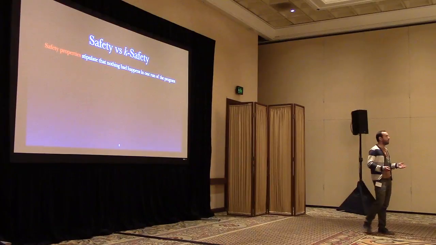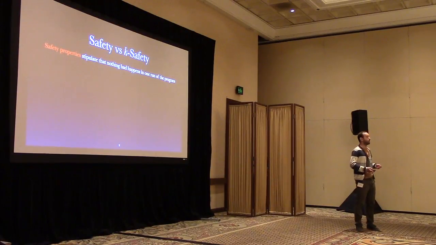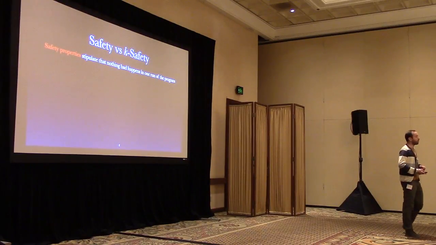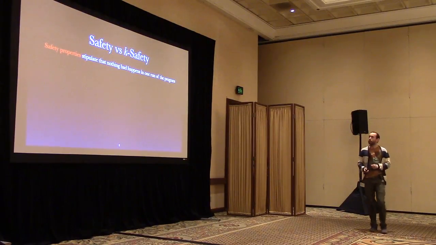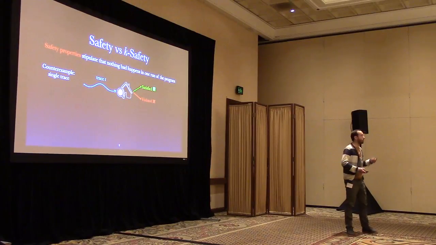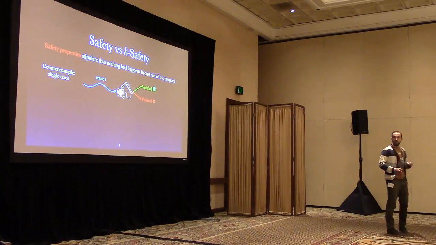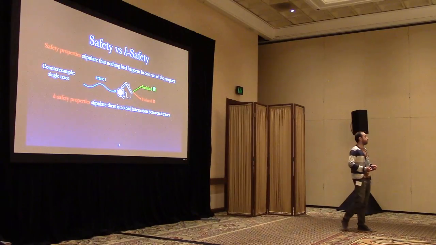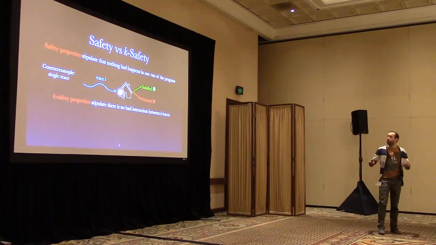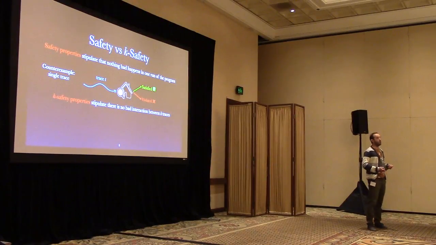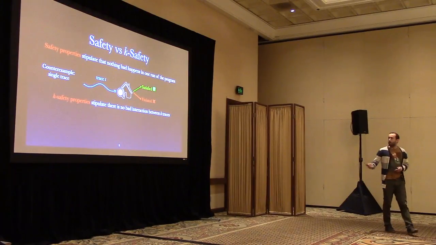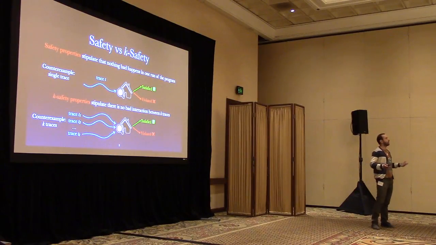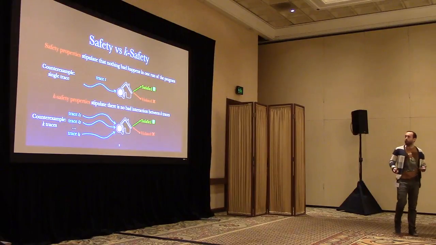As you know, safety properties are a class of property that stipulates that nothing bad happens in a run of the program. In other words, a counterexample of a safety property is going to be one single trace. Now, k-safety properties are a generalization of safety properties, and here we stipulate that there is no bad interaction between k traces. So a counterexample in this case is not going to be a single trace, as in a safety property, but a set of k traces.